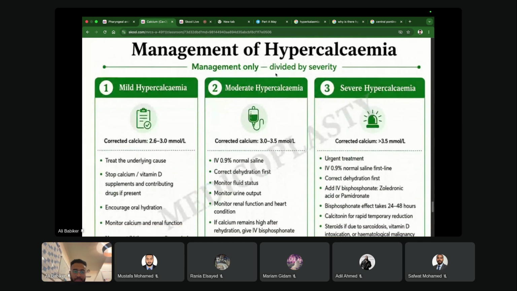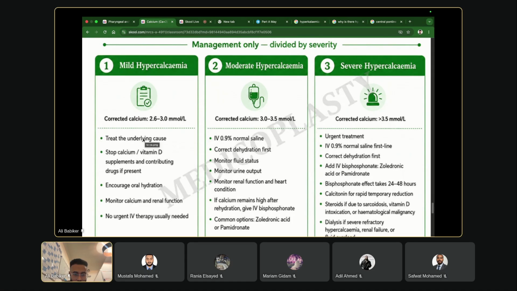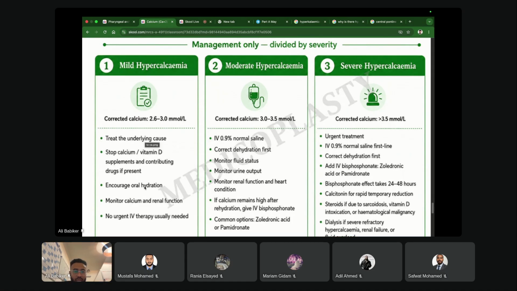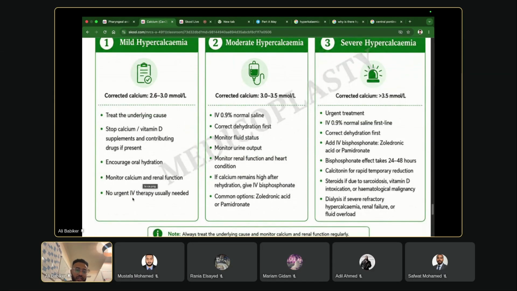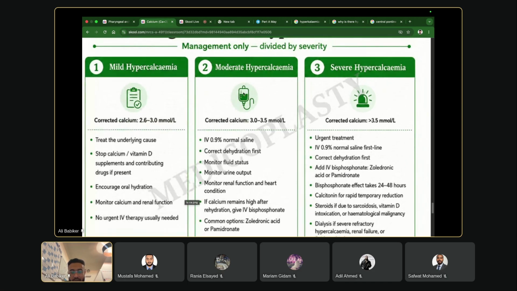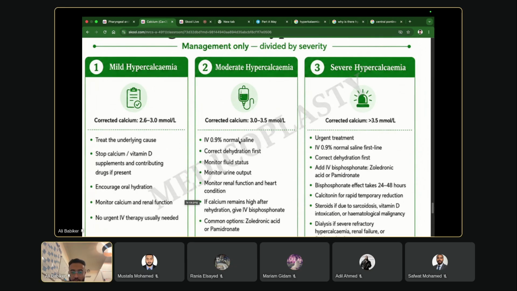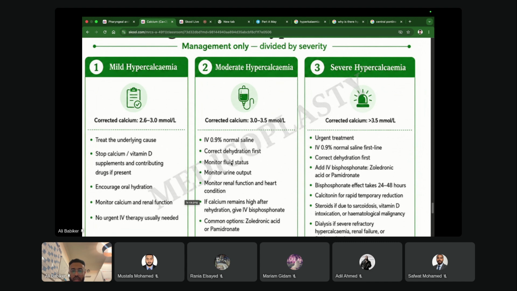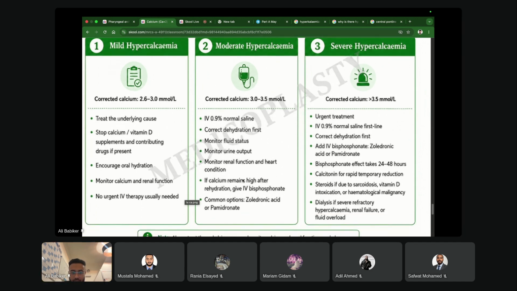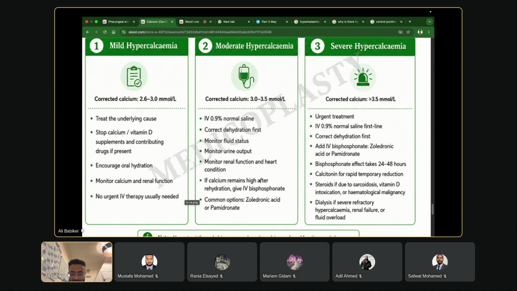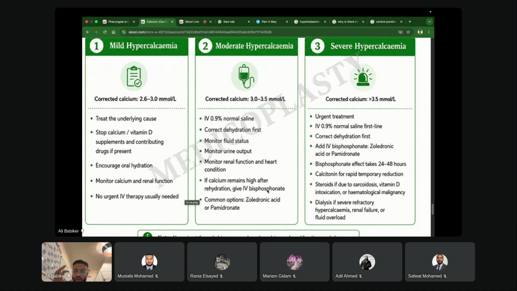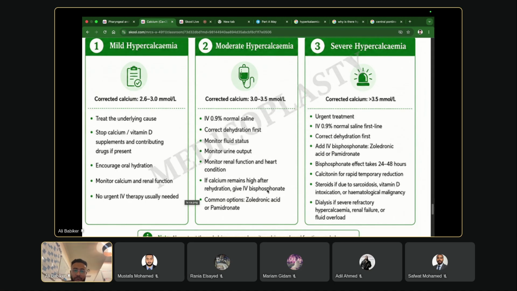Management of hypercalcemia. Correct calcium, 2.6 to 3 millimole. If it's mild, 2.6 to 3 millimole, you treat the underlying cause, you stop the calcium and vitamin D, you encourage oral hydration, and you monitor calcium and renal function. No urgent IV therapy usually needed. If it's moderate hypercalcemia, meaning from 3 to 3.5, you give IV 0.9 normal saline, correct the dehydration, monitor fluid, and monitor urine output. If calcium remains high after rehydration, give IV bisphosphonate. Why? Because the bisphosphonate takes the calcium and puts it inside the bone.